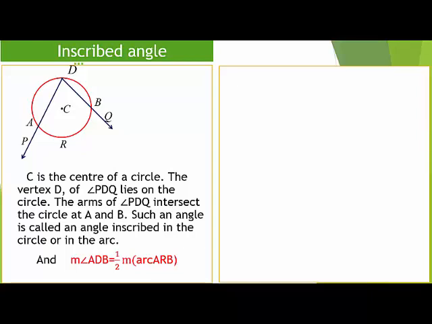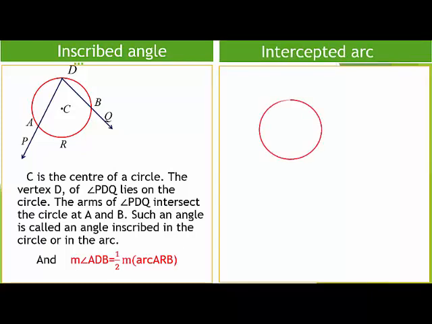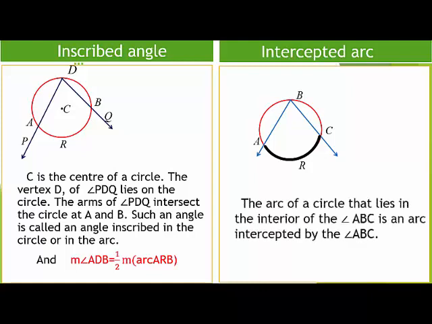Now the second term, intercepted arc. See this figure. In this figure, the arc of a circle that lies in the interior of angle ABC is an arc intercepted by angle ABC. Here we see arc ARC.